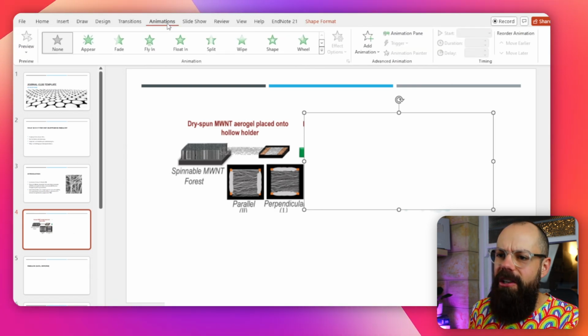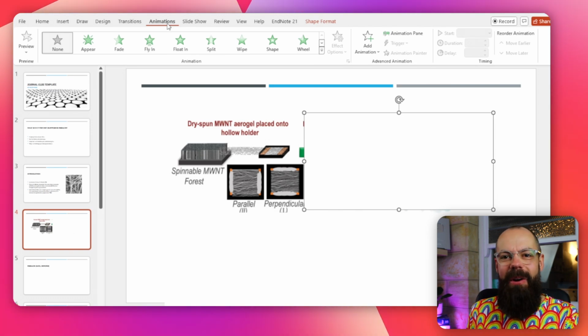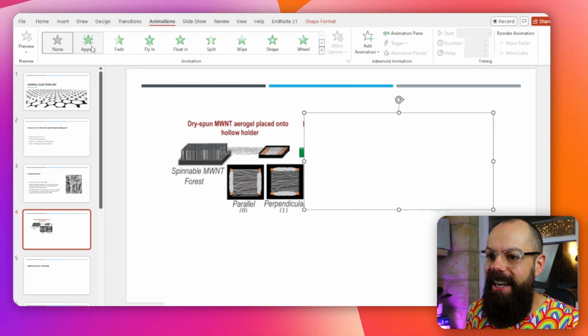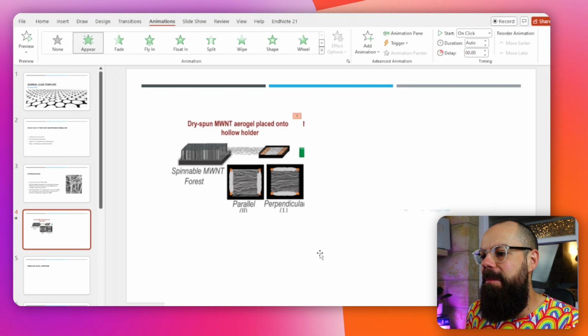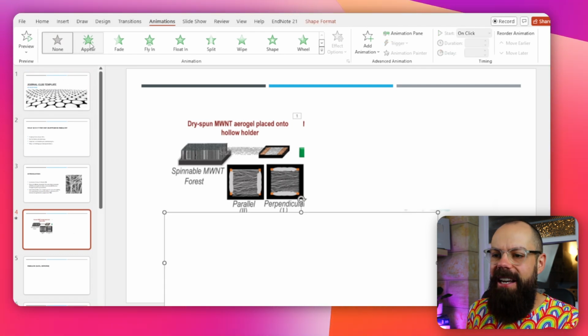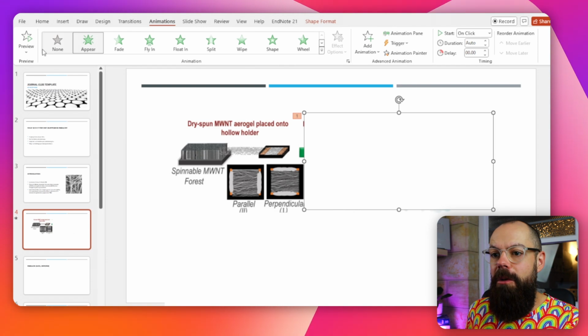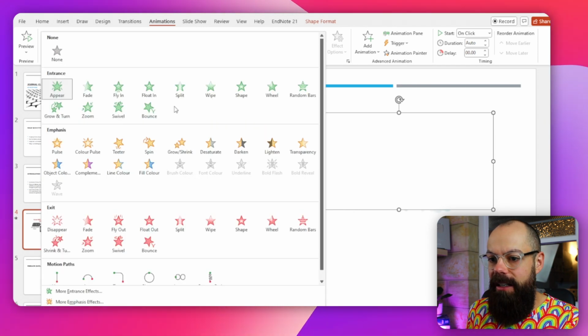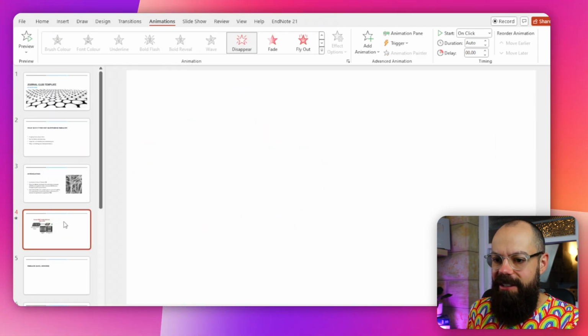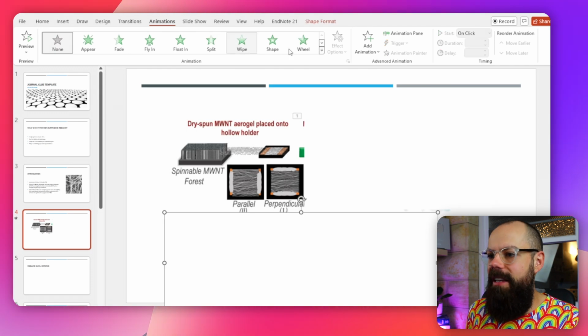And the only animation you ever need in PowerPoint really is appear. So I'm going to click here and I'm just going to make it appear. That's number one. Click on the second box. I want it to disappear. No, dumb. Ugh, don't do that. I want it to disappear. Come on now, disappear. That's what I want. And I want this one too.